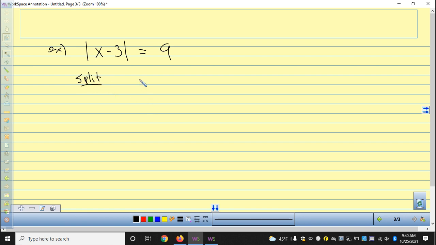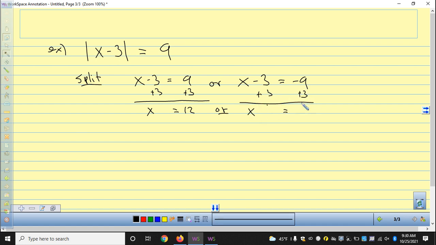I'm going to split this. So x minus 3 equals 9, or x minus 3 equals negative 9. One positive, one negative. And I solve each of these. Add 3. I get x equals 12. Or add 3. I get x equals negative 6.